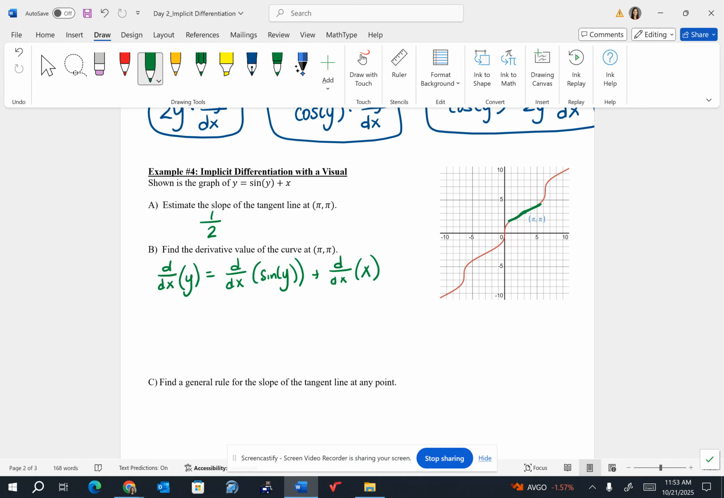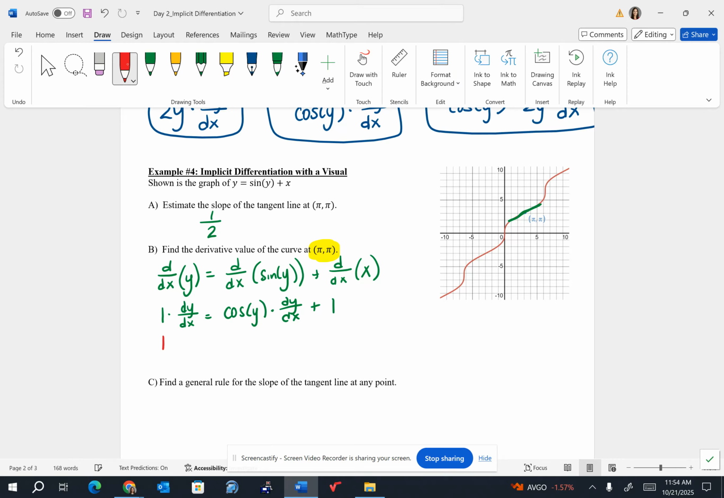So the derivative of y is 1, but then we need our dy dx because there's a variable mismatch. The derivative of sine y is cosine y, but we need the dy dx because there's a variable mismatch. But then for the derivative of x, the variables do match up, so it's just 1, and I don't need the dy dx part. At this point, we can decide to either solve for dy dx or we could plug in our point. So for this one, I plugged in the point now, and for part C, I solved for dy dx. You could really do it in any order. But let's plug in the point.